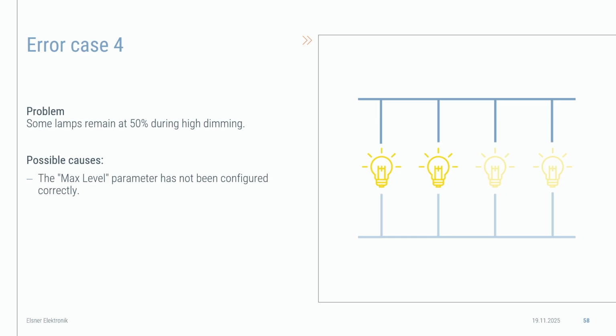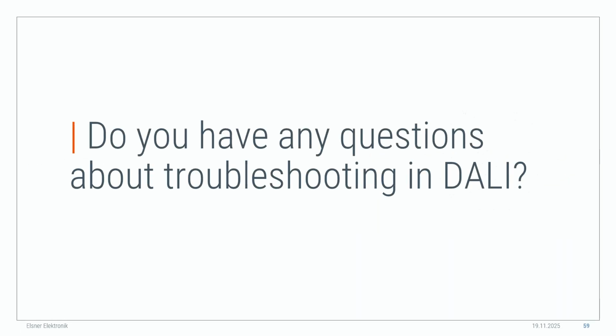So what could be the possible cause? Here we would expect that the maximum level parameter is not being configured correctly. So you have limited the maximum limit of brightness for this lamp, and so it's reaching this and not being able to go any further. In case you also have any technical questions concerning the troubleshooting, kindly write us in the question.